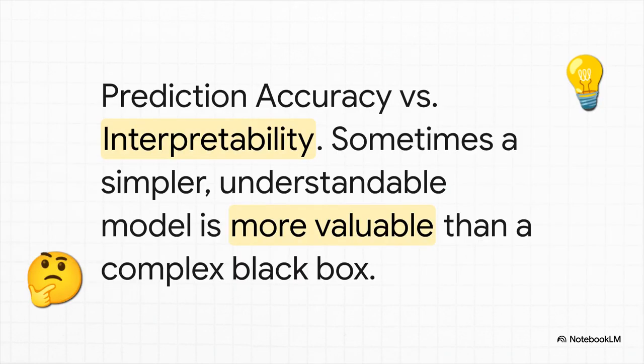But there's one final twist in our quest, because sometimes getting the absolute highest score isn't the only thing that matters. There's another trade-off you've got to think about: accuracy versus interpretability. A giant, super complex neural network might give you the most accurate predictions, sure. But if you have no idea why it's making those predictions, if it's just a black box, it might be useless or even dangerous. Sometimes a simpler model that's a tiny bit less accurate, but that you can actually understand and explain, well, that might be way more valuable.